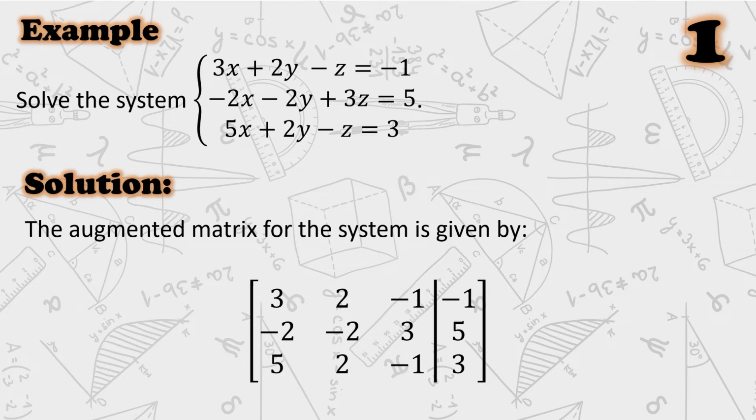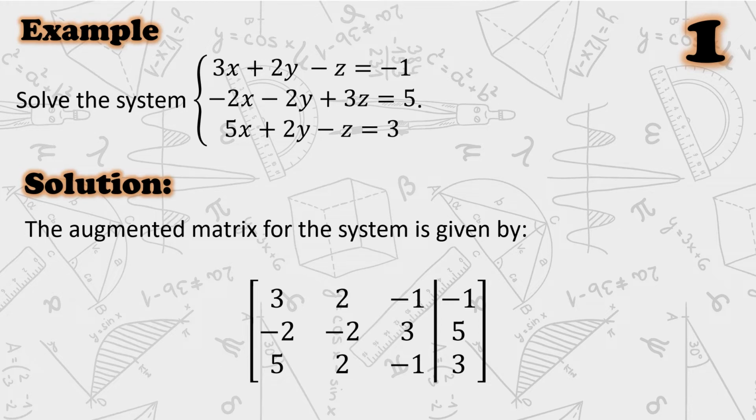Negative 1, 3, negative 1 in the third column. These are the coefficients of z. Then we have the last column for the constant terms in the equations. We have negative 1, 5, 3. Remember to write all the equations in the system in standard form before writing the augmented matrix.